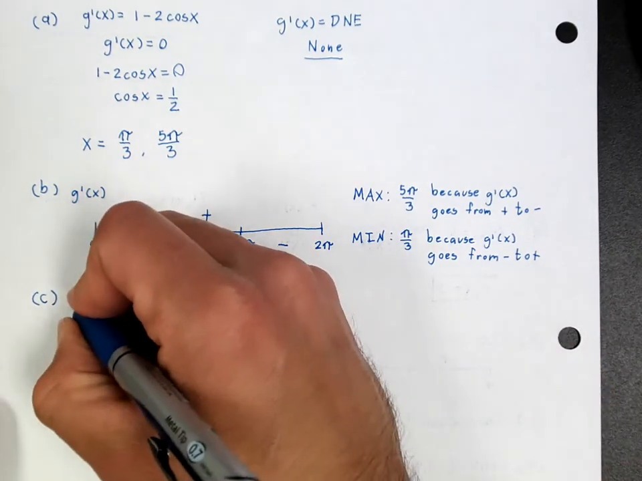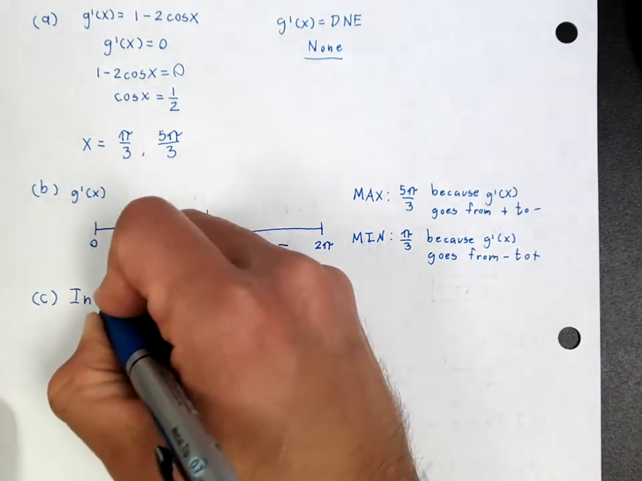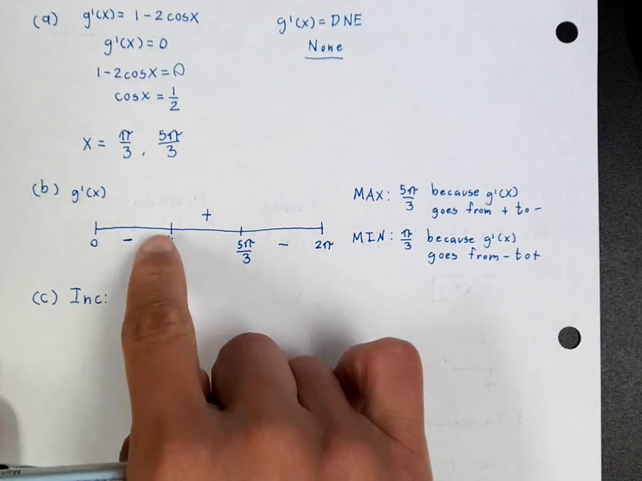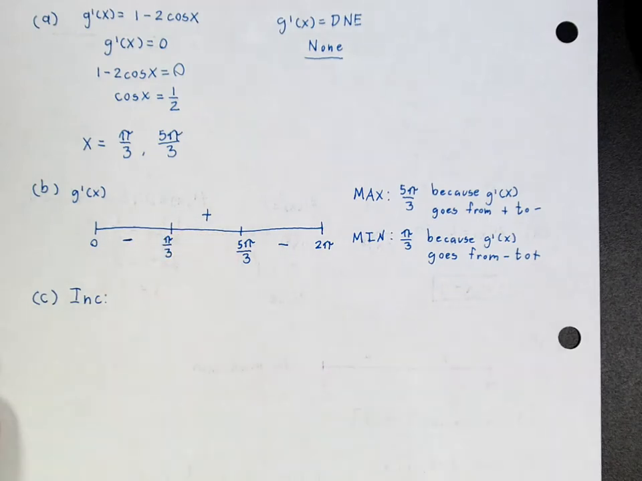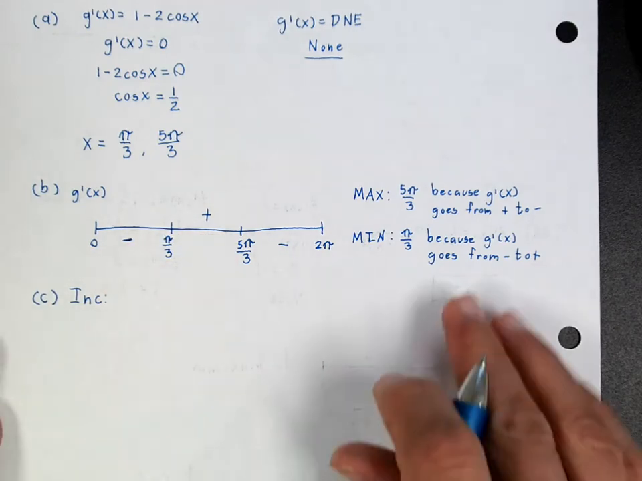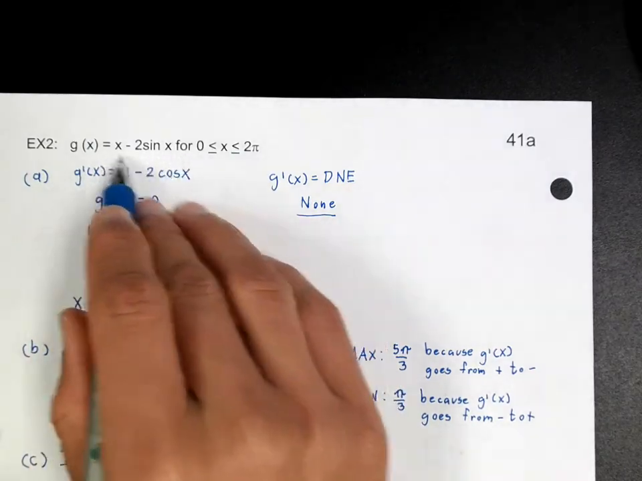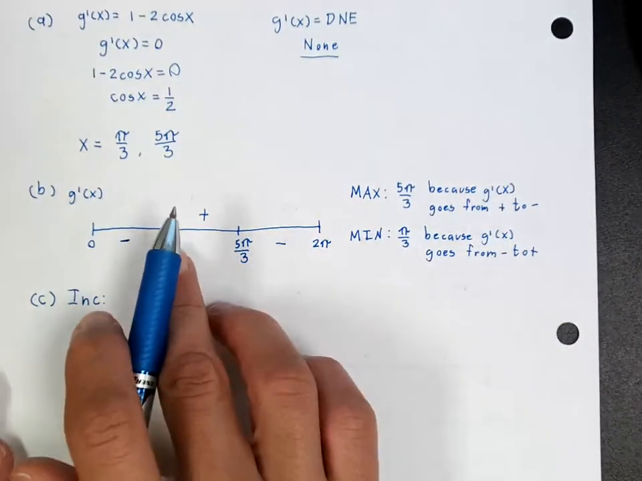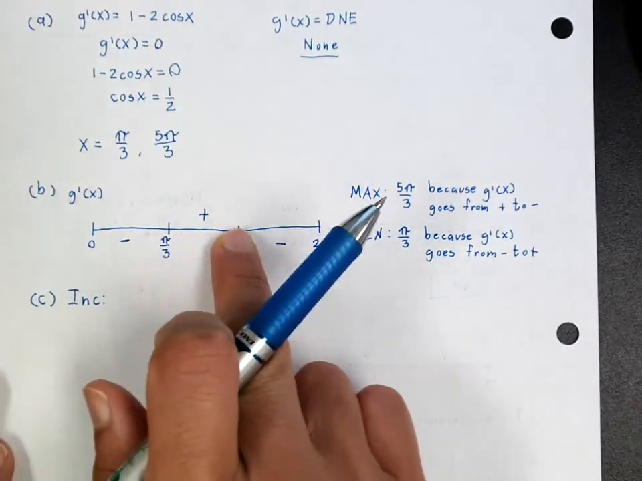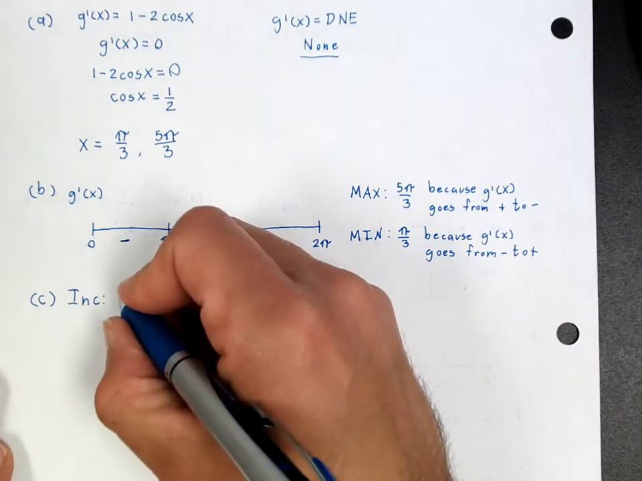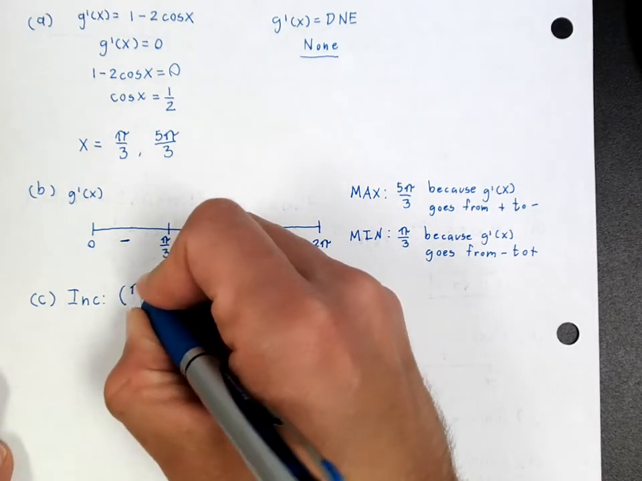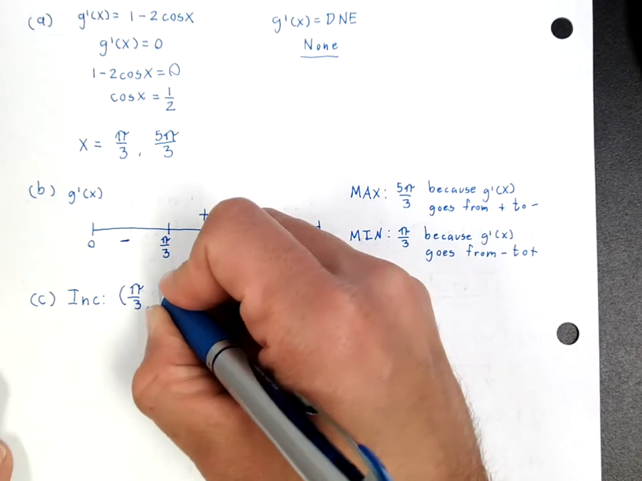they're asking me, where is this increasing, right? So to figure out where it's increasing, you can tell just by the sign analysis. I know that g of x is going to be increasing. Remember, I'm talking about g of x. G of x is going to be increasing if I look at the derivative is positive, which means I'm increasing between pi over 3 and 5 pi over 3.